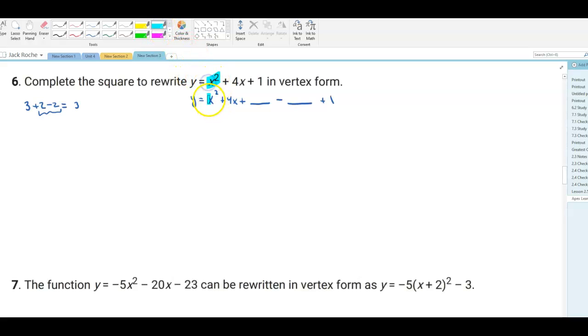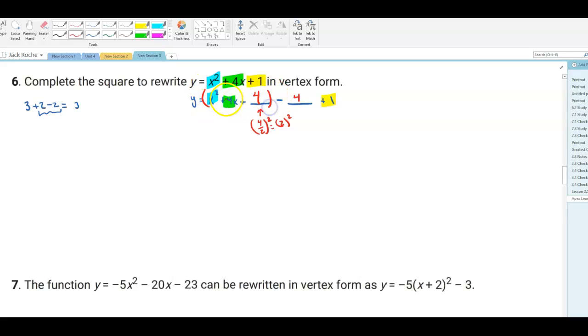So x squared is here, right? 4x is here. Your 1 is here. But now, to figure out what I add in here, I'm going to take half of 4 and square it. 4 divided by 2 is 2. 2 squared is 4. If I add it on this side, I'm going to subtract it from the same side.